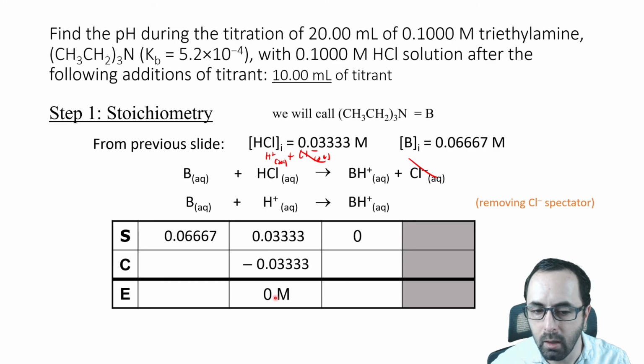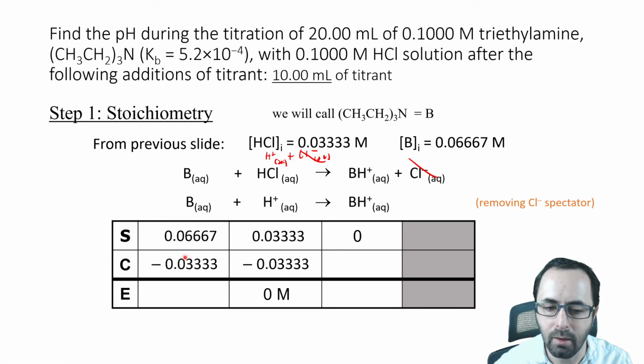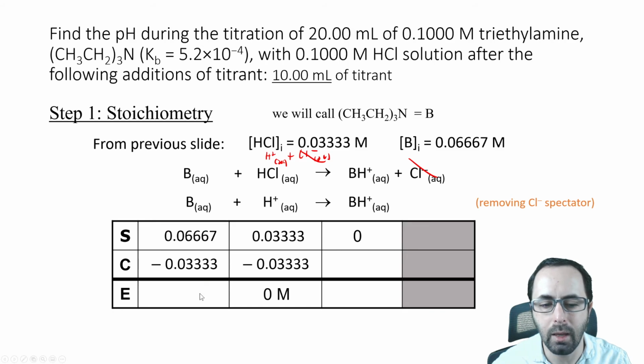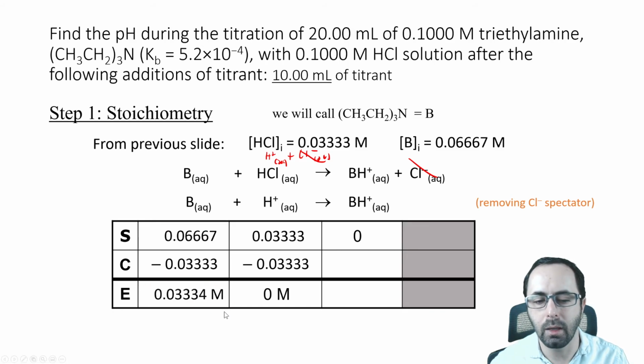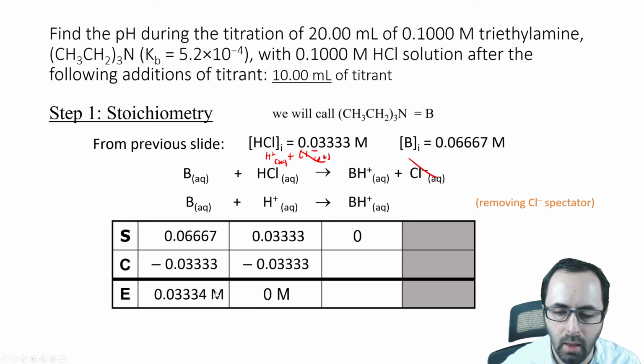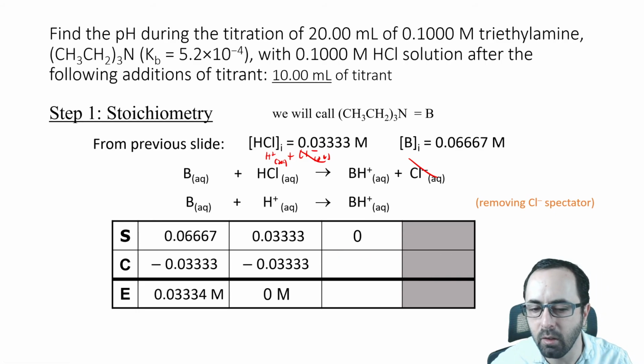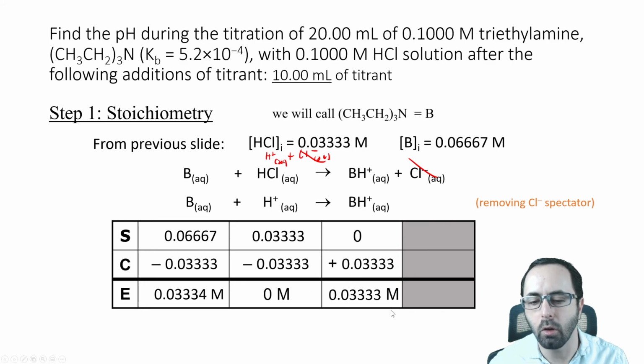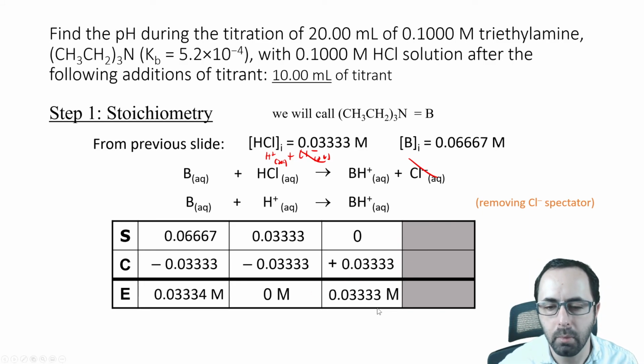So we're going to have none of the strong acid left, because again, we assume 100% reaction. These are 1-to-1, so if this much of the acid reacts, that same amount of the base has also reacted. So our remaining amount of base is 0.06667 minus 0.03333. That is 0.03334. And our BH plus here is going to be plus 0.03333. And so the result is 0.3333 for BH plus.